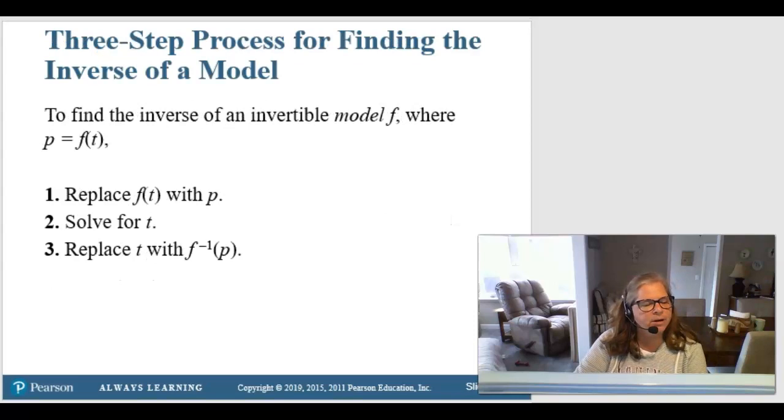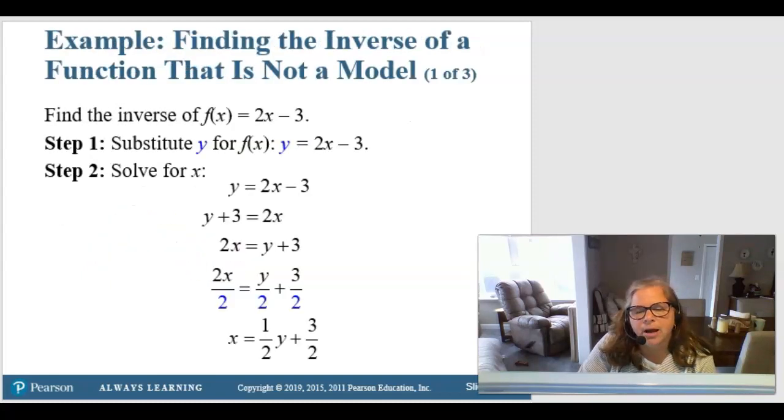The last thing I want to cover for 5.2 is the process of finding an inverse model. So we have 3 steps that we follow, and they start out with first start with replacing the function notation, solve for the opposite variable, and then replace that variable with the inverse notation. So let's go through an example.